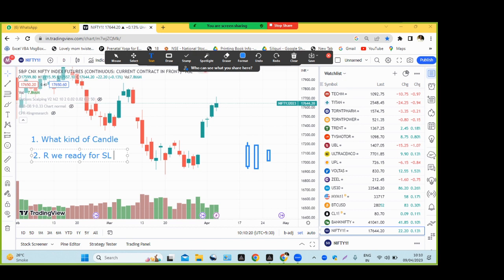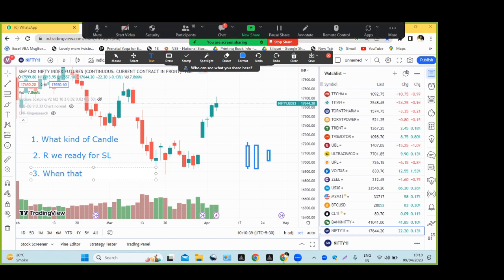Number three, when that candle which we are planning to trade. Number four, so hope everyone is okay with English, or should I continue in Hindi also, because I am comfortable in both languages.